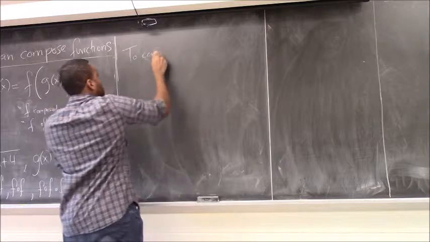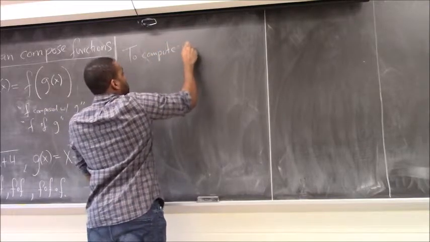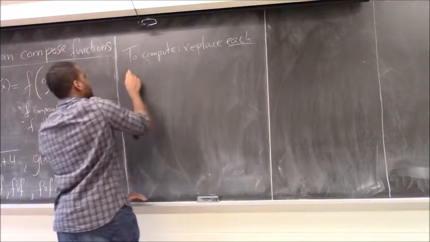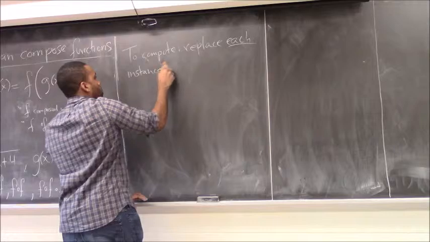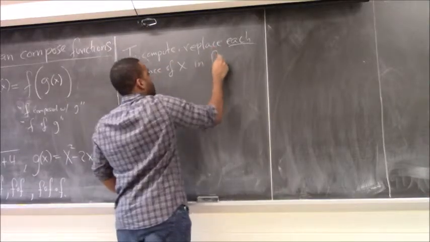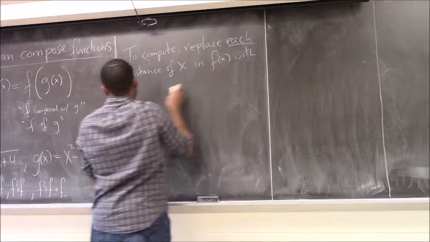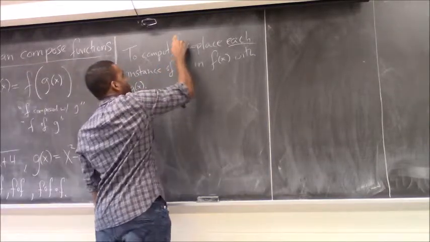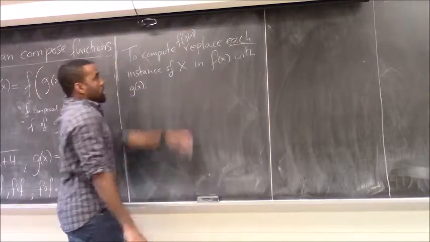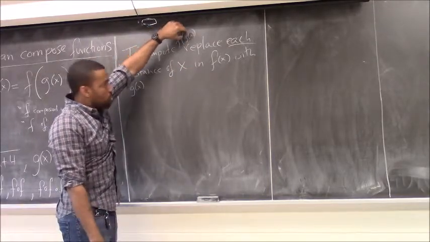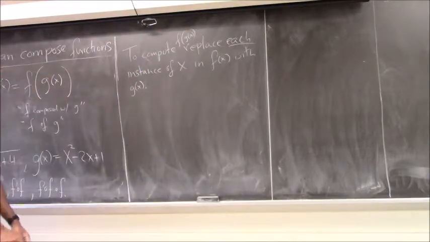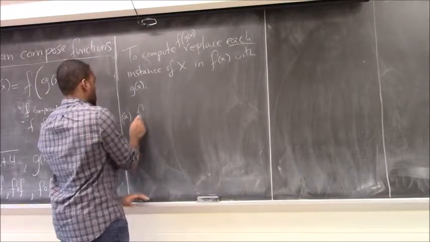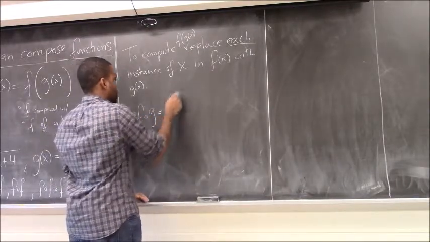To compute f of g of x, replace each instance of x in f of x with g of x. Right, so that means everywhere you see an x in the function f, you will replace that x with the entire function. So let's just do the first one here. F of g is equal to f of g of x.